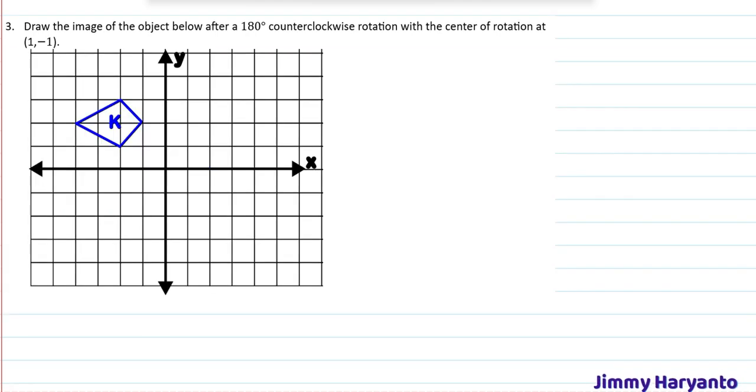Next, the third one. This one is 180 degrees. The center is 1, negative 1. Okay, so let's locate the center first.